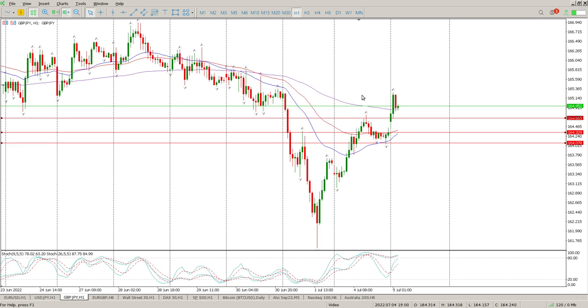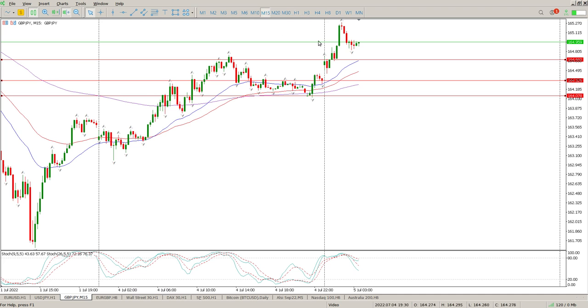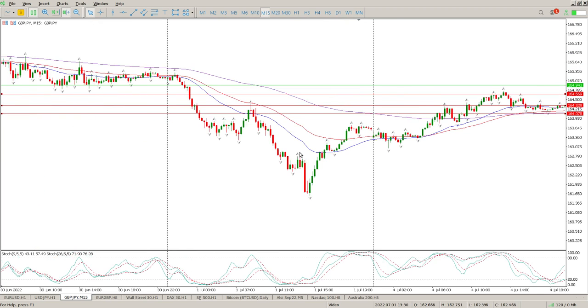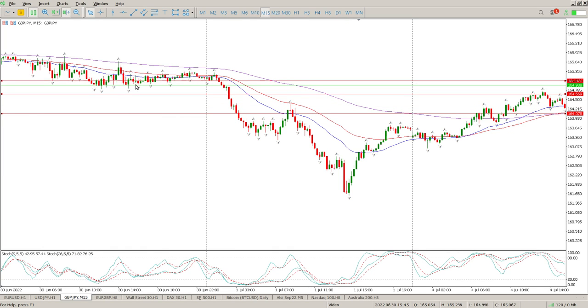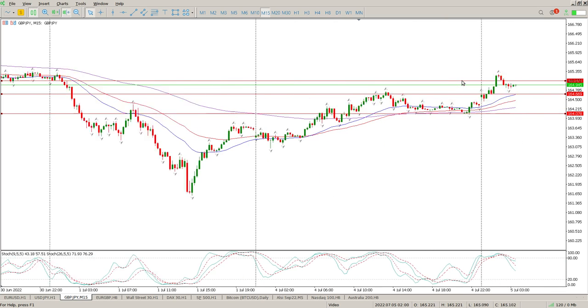So pay attention here. This could be an area of rejection. Might be well worth paying attention to this on the 15-minute. And then what you're going to be looking to do is just get your 15-minute fractal. So there you can see is the upper end of this, and that's where we're flirting with at the moment.